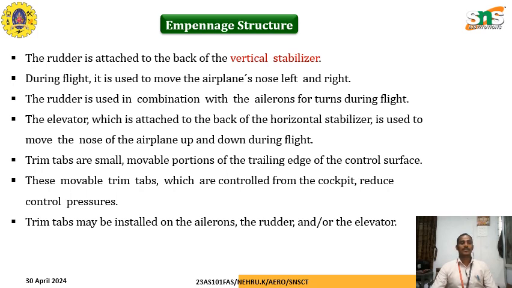So we call it coordinated turns or coordinated coupling. The elevator, which is attached to the back of the horizontal stabilizer, is used to move the nose of the airplane up or downward during flight.